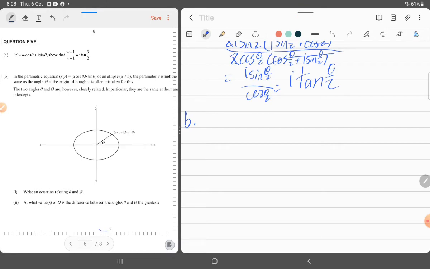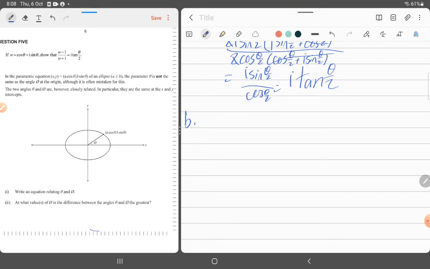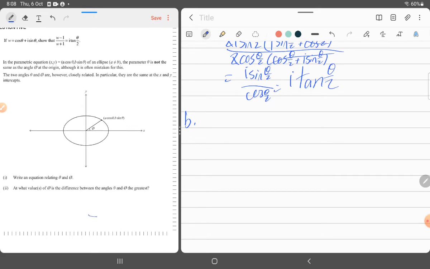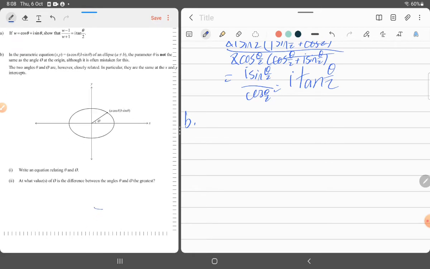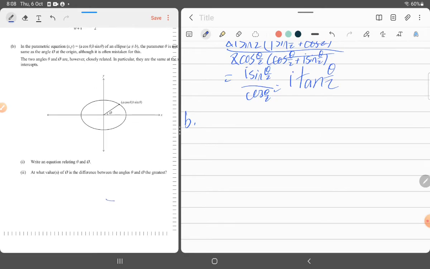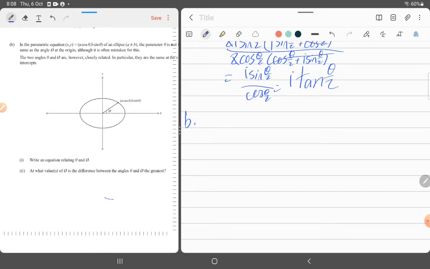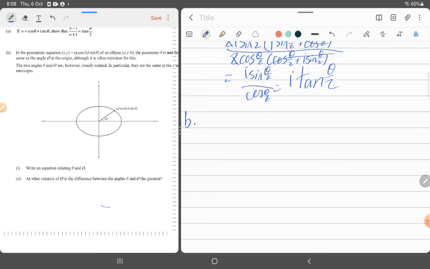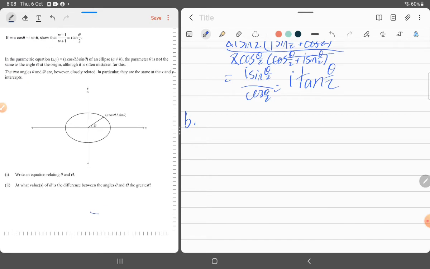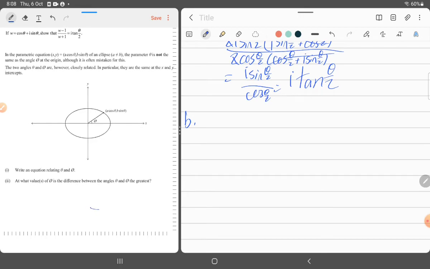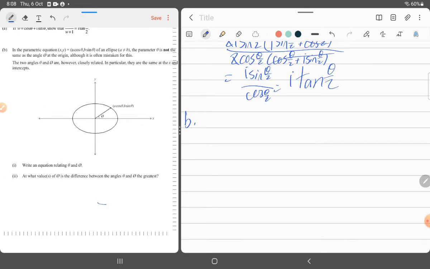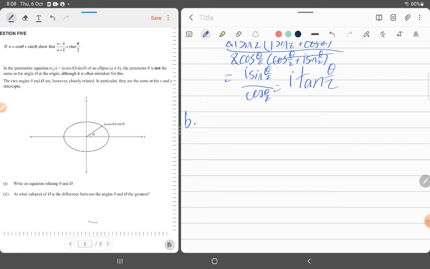In the parametric equation, x, y equals a cosine theta, b sine theta, which is an ellipse with a unequal to b. The parameter theta is not the same angle as the angle phi at the origin, although it is often mistaken for this. The two angles theta and phi are, however, closely related. In particular, they are the same at the x and y intercepts. Find the equations relating theta and phi.